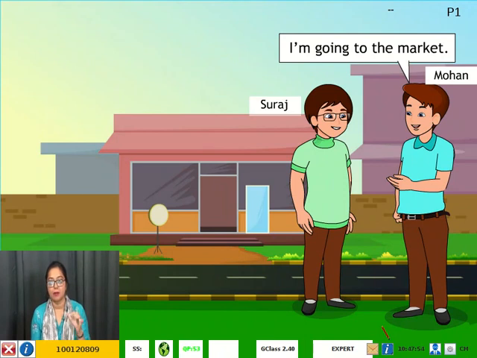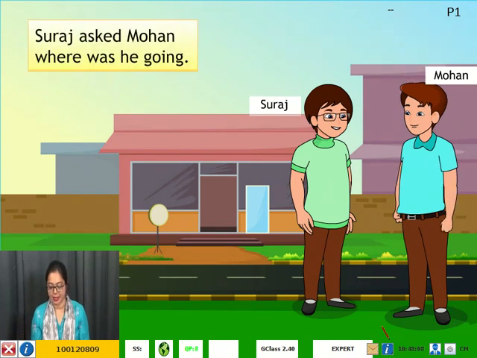Look at the sentences properly, what Suraj and Mohan are speaking. Have a look at the sentences carefully, then I will come to the topic that we are going to learn today. I am going to the market. Now there are certain sentences that will be coming up on the screen, so have a look, okay?